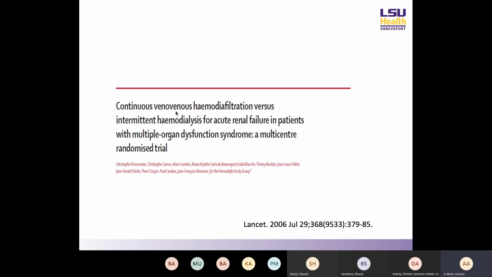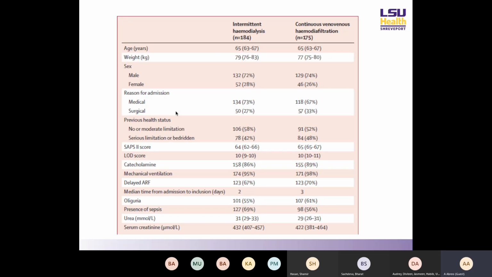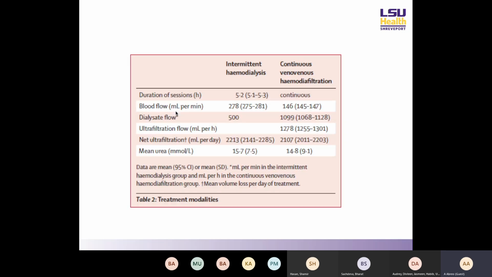So this was another study in the ICU looking at continuous modality versus intermittent hemodialysis. I won't go through all of the design considerations, but they were pretty balanced groups in terms of the makeup of the groups. And these were the characteristics. So in this trial, they were doing about 5 hours of dialysis at a blood flow rate of about 278 versus a continuous modality.